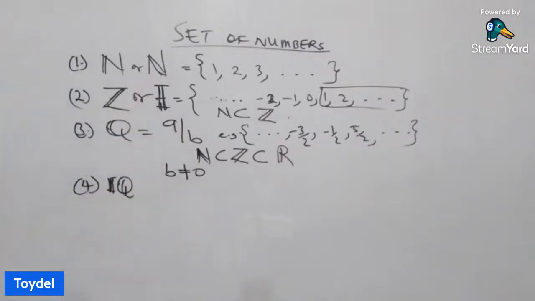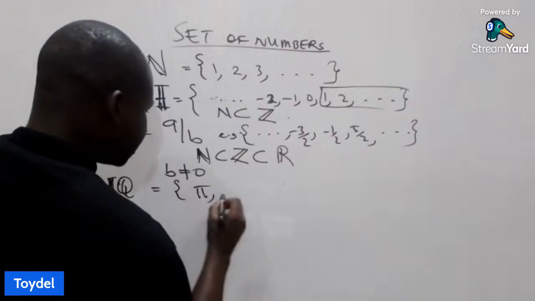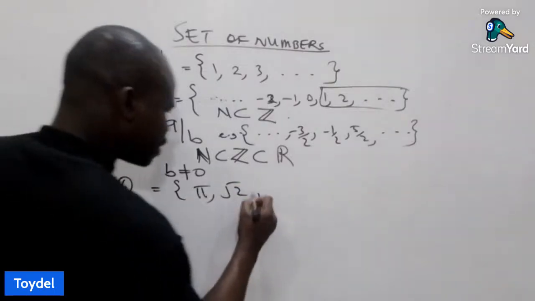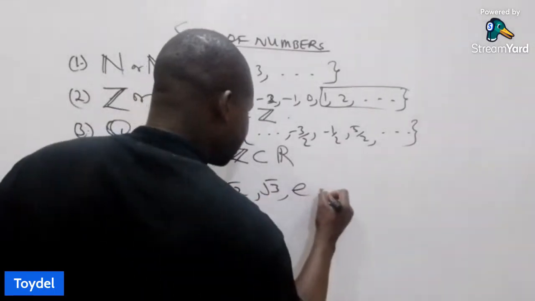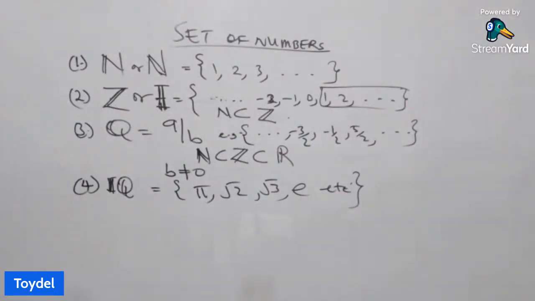So irrational numbers are numbers which cannot be expressed as a fraction and have a decimal form consisting of an infinite string of digits that do not display a repeating pattern. In this case, numbers such as pi, square root of 2, square root of 3, exponential e, etc. These are examples of irrational numbers, which we should note.